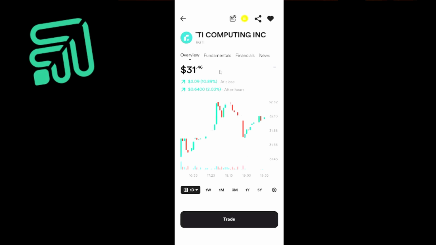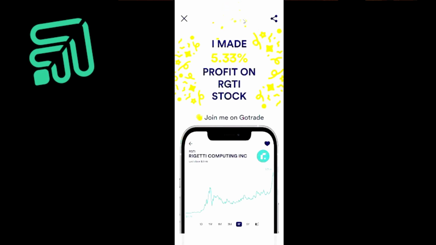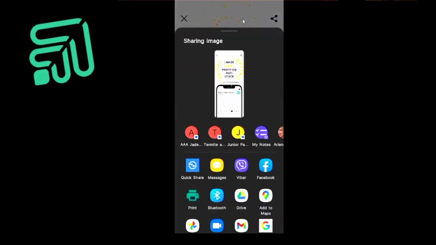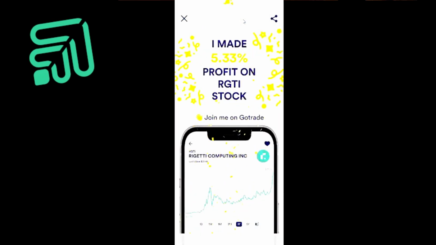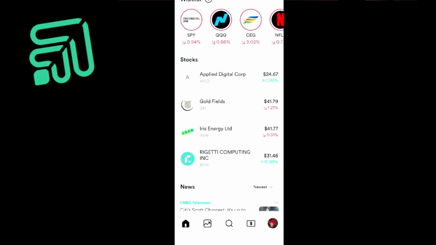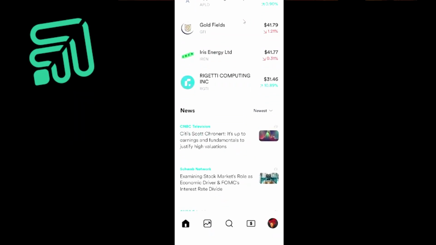And what else? You like this one again on top. You could share this trade to your friends, etc. And then you click on the right one, and then you could share it to the apps that you have. And then let's exit. So that's how you maneuver.